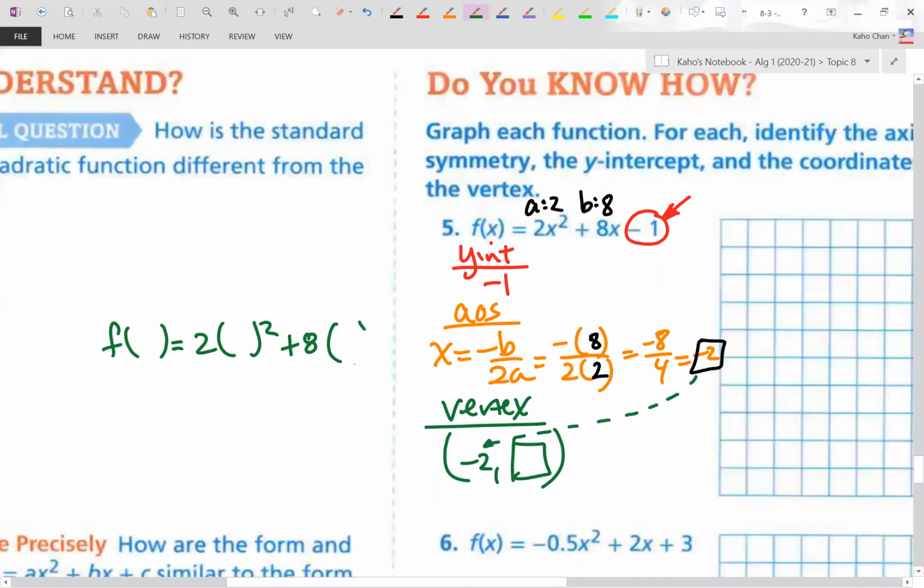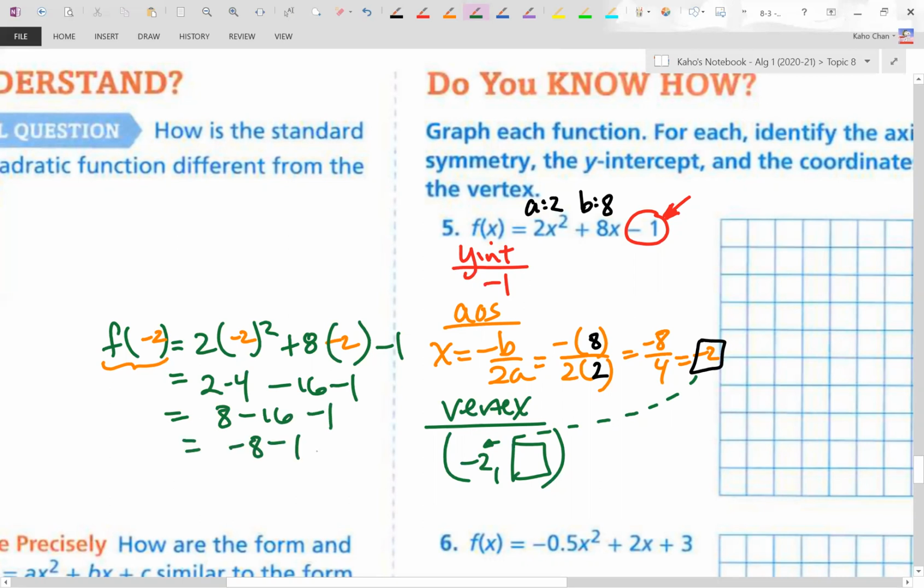8x -1. We're plugging in -2. Remember, that's function notation. You don't have to worry about that. Clean up this part. Be very careful. Do the powers first. -2 squared is +4. Watch that. 8 times -2 is -16. Keep going. And that equals -9. That's the y value of the vertex. Yay. Sweet.